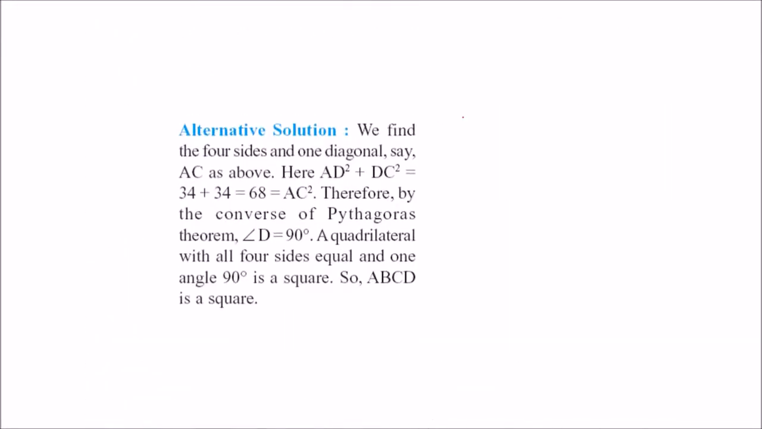There is an alternative arrangement also. What you can do here is the square of the sides is equal to 68, which is equal to AC square. And this is only possible when we have all angles as 90 degrees. And a quadrilateral with all four angles 90 degrees is only a square.